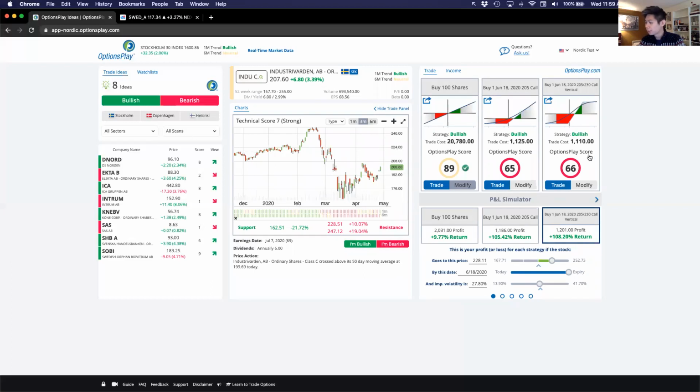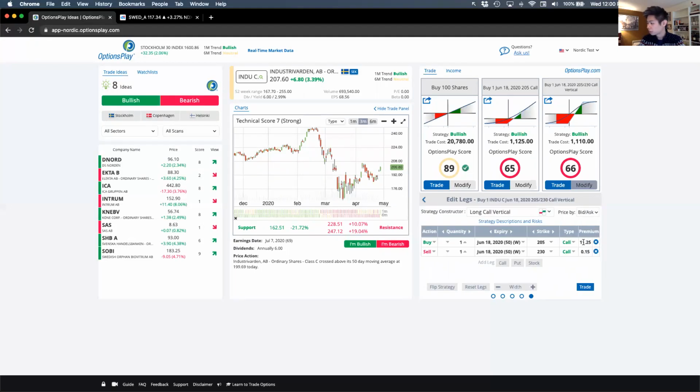Now, here's the thing about this stock, right? Buying 100 shares, fairly expensive, 20,000 crowns. Buying a call option, 1,125 crowns. So a little expensive also. Buying a call spread here, 1,110 crowns. Notice the difference between these two. It's very little. There's almost no difference.